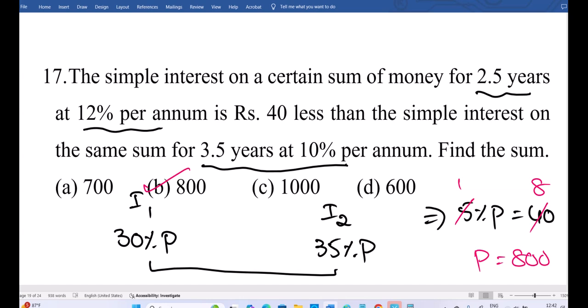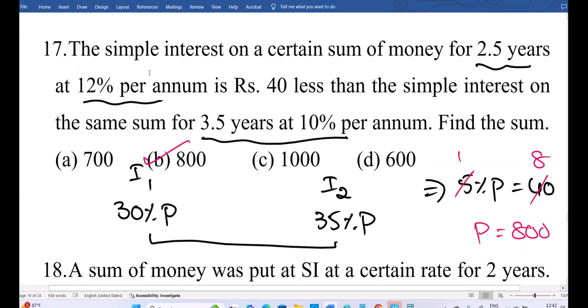So the difference is 5%, and they said 40 rupees will be less. So 5% is equal to 40. The principal or sum is equal to 800 altogether. So option B is correct. That's what you can identify.